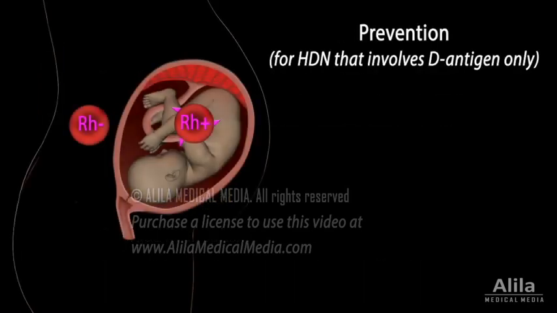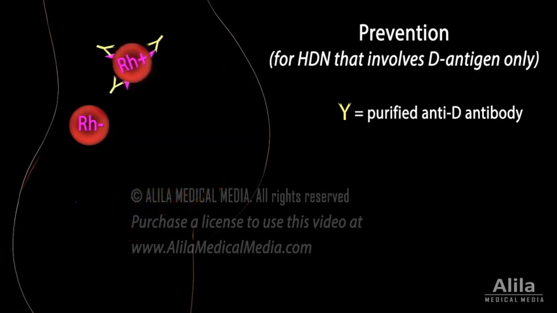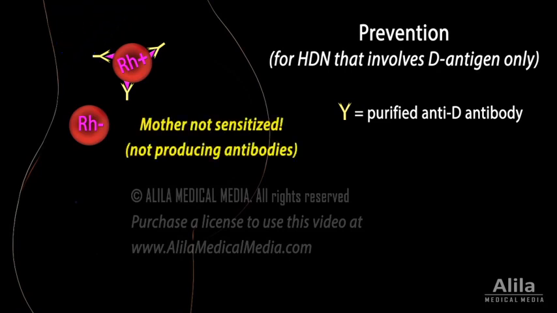HDN that involves D antigen can now be effectively prevented with anti-D antibody. It is given to Rh negative mothers during and soon after the first mismatch pregnancy. The antibody binds to fetal blood cells that leak into the mother's blood, either destroying them or hiding them from the mother's immune system, thus preempting the mother's immune response.